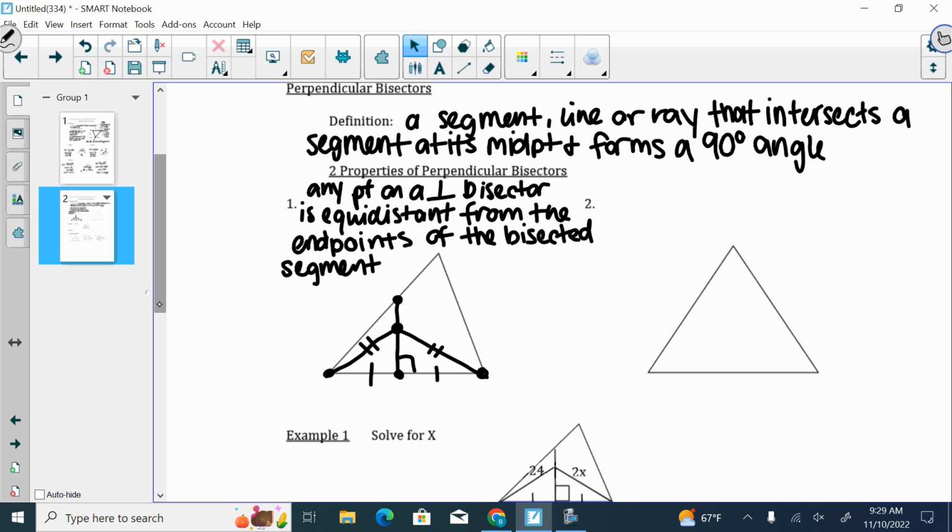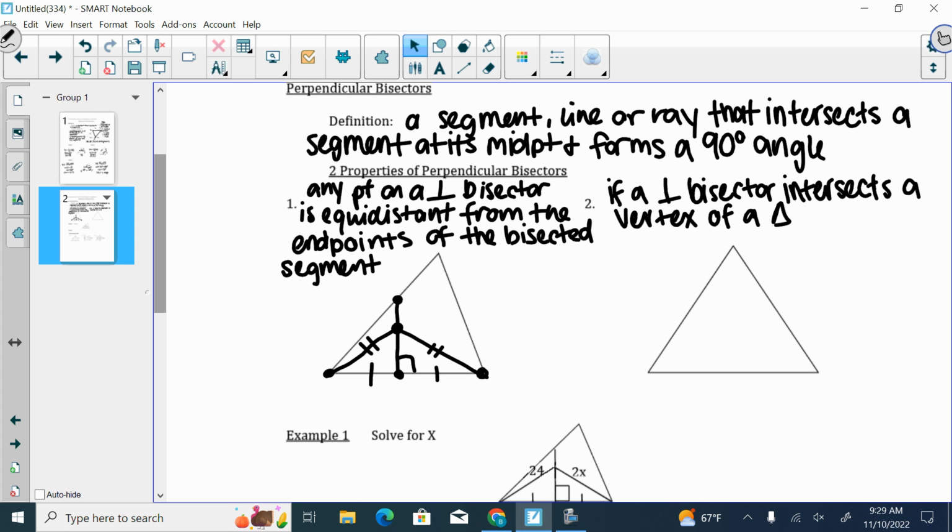Okay? Now, the next property kind of piggybacks on this one. This one says, if a perpendicular bisector intersects a vertex of a triangle, the triangle is isosceles.